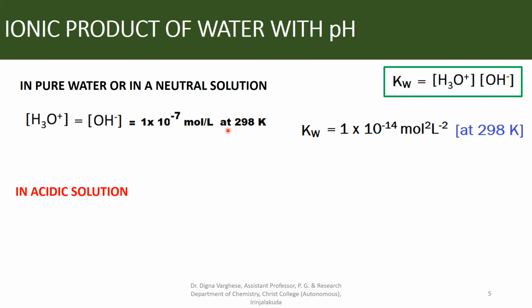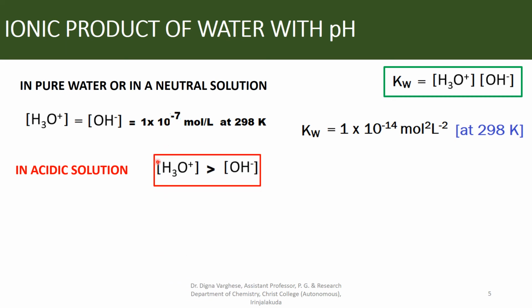In acidic solution, we know the concentration of H3O+ is greater than the concentration of OH-. In basic solution, the reverse is the case, that is, the concentration of hydroxyl ion is greater than the concentration of H3O+. That means the concentration of hydronium ion is less than the concentration of hydroxyl ion.